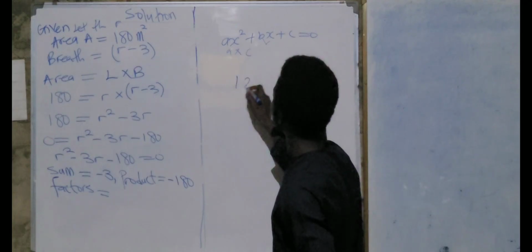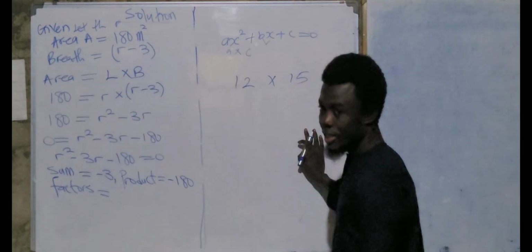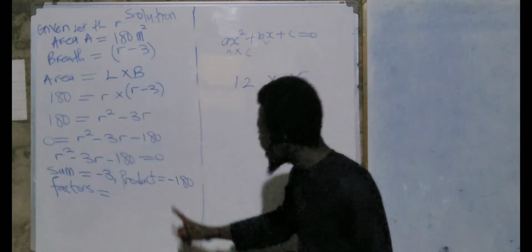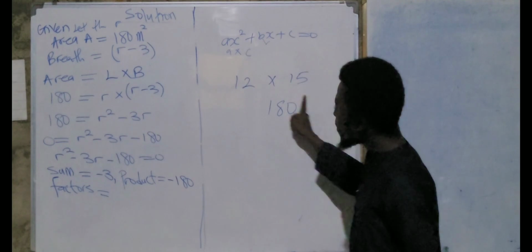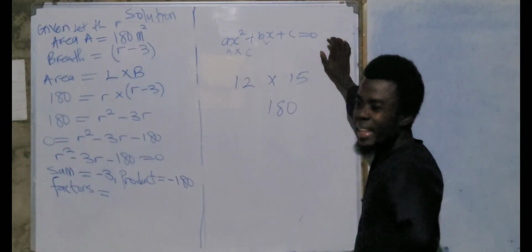Now the 12 here, multiply by 15. What's that? 180. Now we have 180, but mind you, the 180 which you got here is negative, right? Now go again. How am I going to obtain this negative sign here for this 180? Now look at your sign.